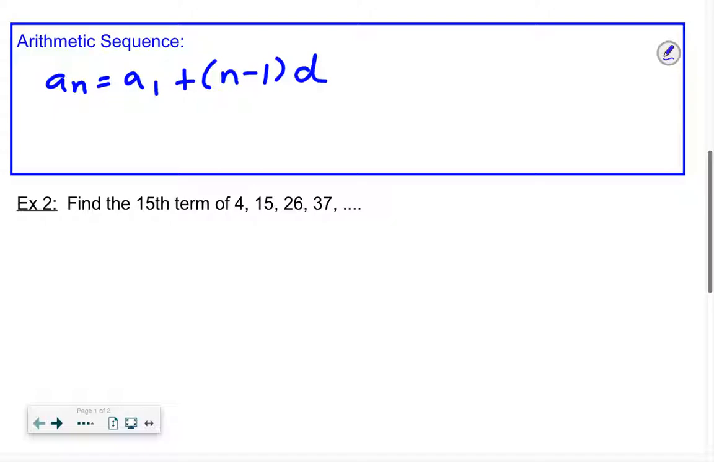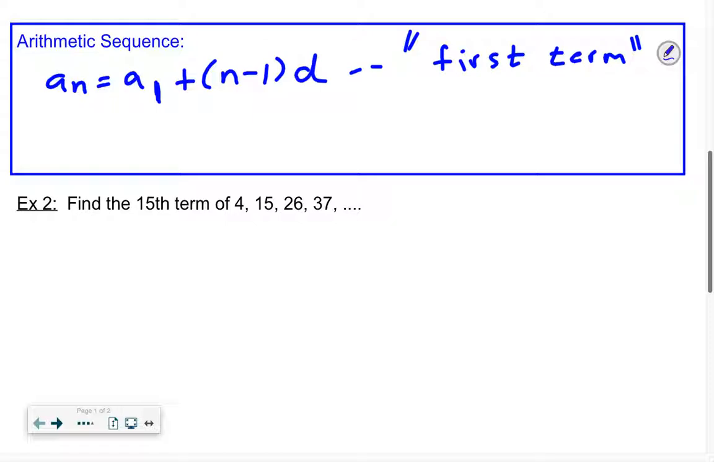And again, there's really two formulas that we can use here. This is the first one. And notice we have this 1 right here. Therefore, this particular formula is used when we have the first term. Or maybe when we want to solve for the first term.